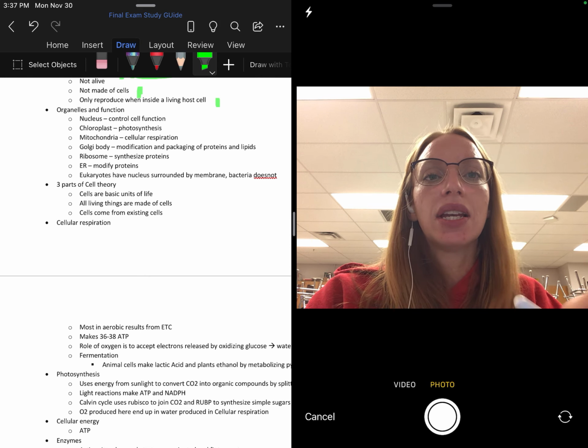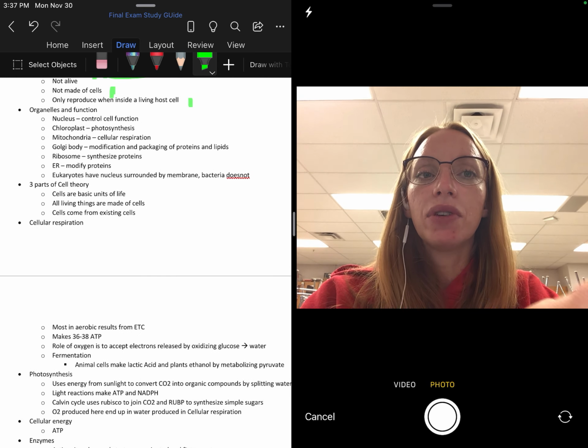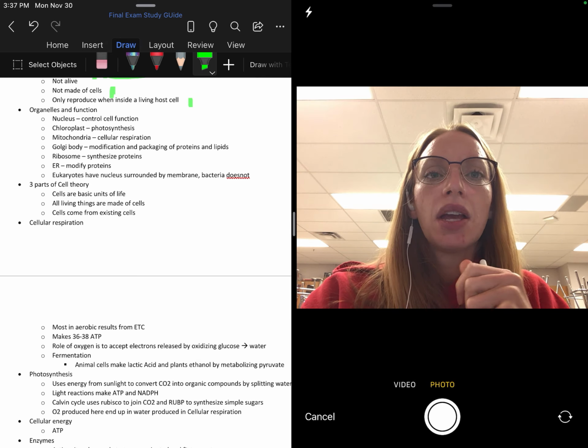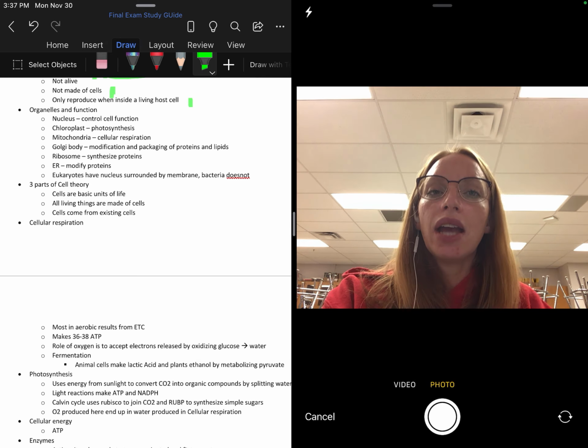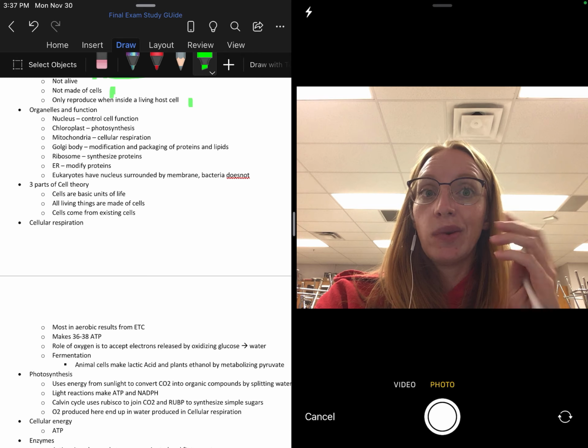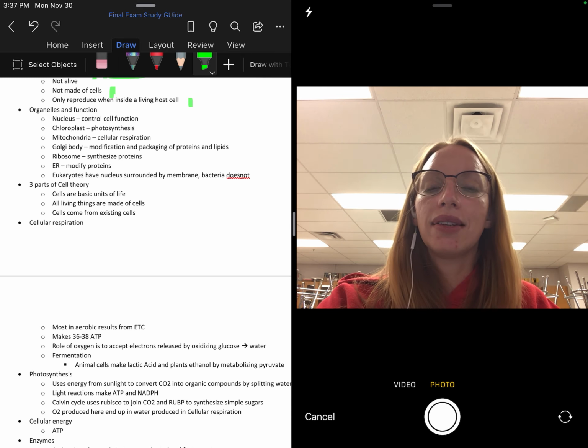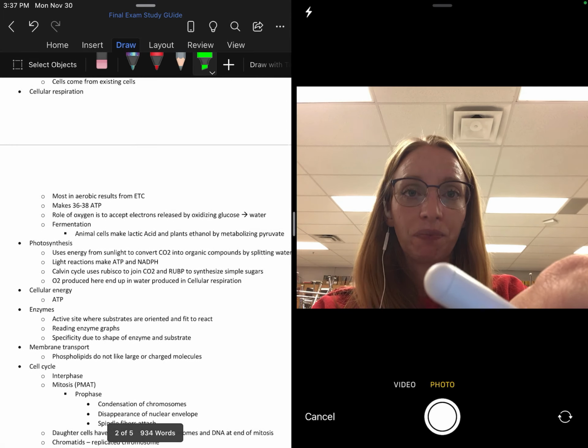organelles and types of cells: eukaryotes have a nucleus surrounded by a membrane, but bacteria do not. That's its own question. You need to know the 3 parts of the cell theory and what is not part of the cell theory. That was one of your questions from a previous test. Cells are the basic units of life. All living things are made of cells, and cells come from pre-existing cells.